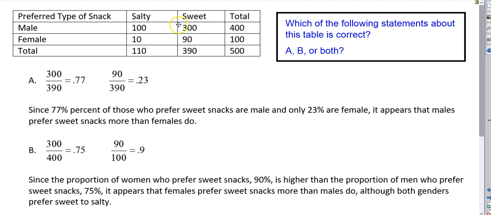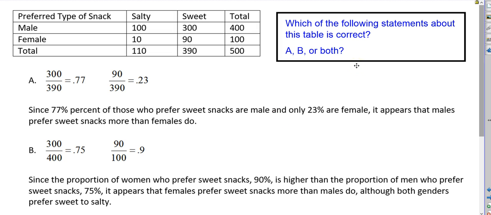Statement B looks at the conditional probabilities in the rows. It says 300 out of 400 males prefer sweet snacks, and 90 out of 100 females prefer sweet snacks. So, comparing 75% to 90%, since the proportion of women who prefer sweet snacks, 90%, is higher than the proportion of men who prefer sweet snacks, 75%, it appears that females prefer sweet snacks more than males do, although both genders prefer sweet to salty.